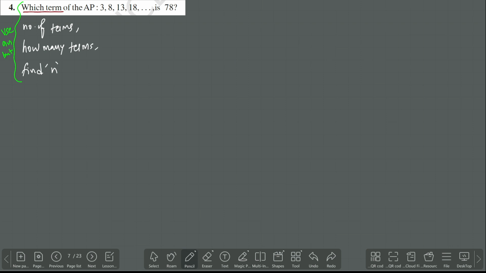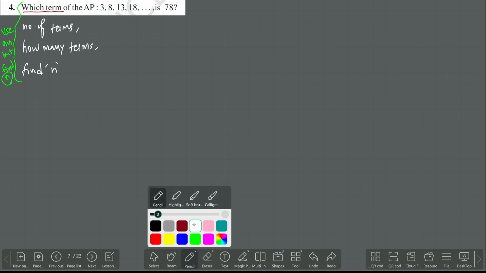But we need to find n. It's important. Do you understand? If these four words are given, we have to use an formula, but when we simplify, what are we going to get? The n value. It's important. In the same book back question, they may ask how many terms, number of terms, find n, like that. Okay, ready with all those things. Shall we go now?